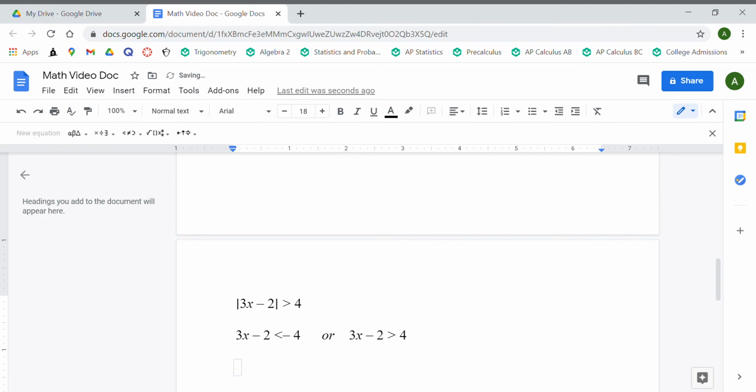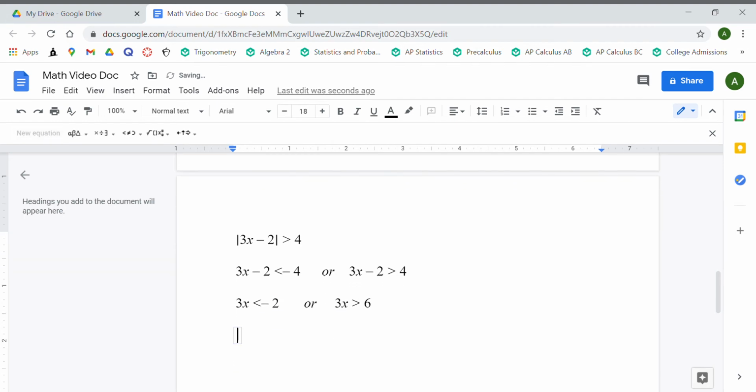Add 2 to each side. 3x is less than negative 4 plus 2, which equals negative 2. And 4 plus 2 equals 6. Divide each side by 3, and we have x less than negative 2 over 3, or x is greater than 2.